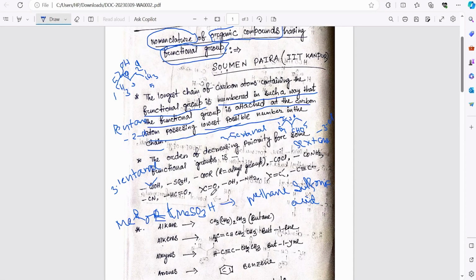Okay. So then if any molecule contains COCl, then it is known as acetyl chloride. Acetyl chloride.